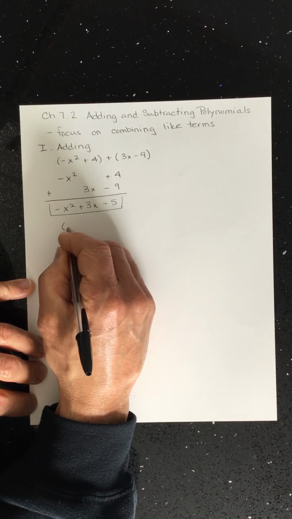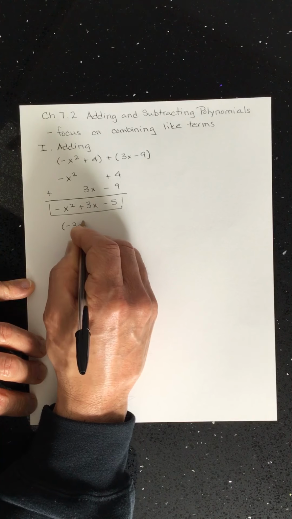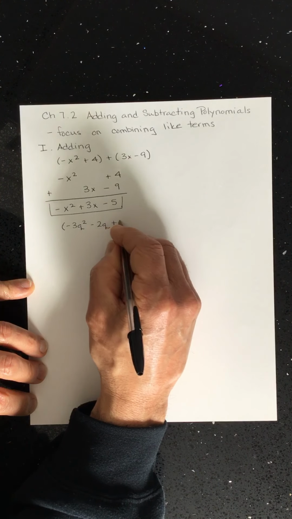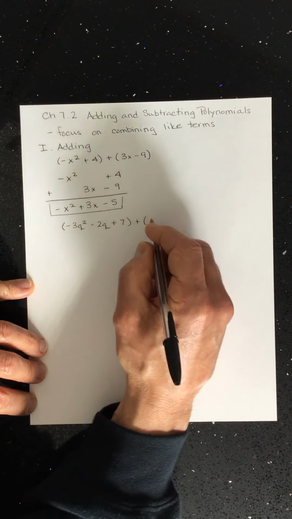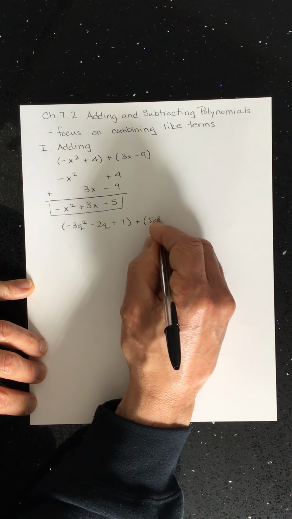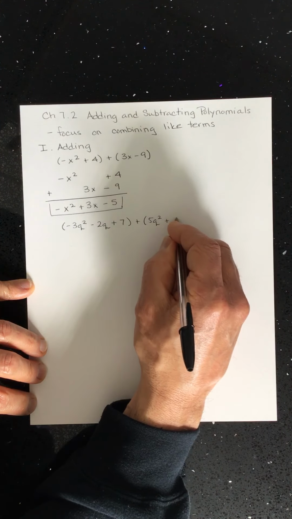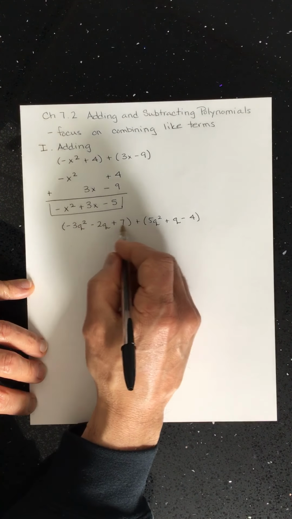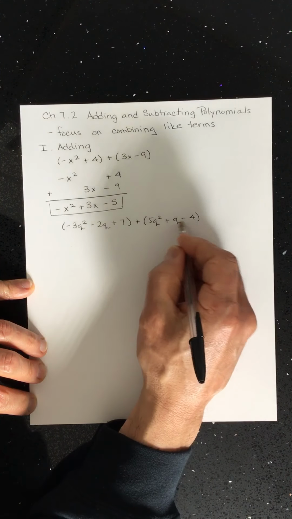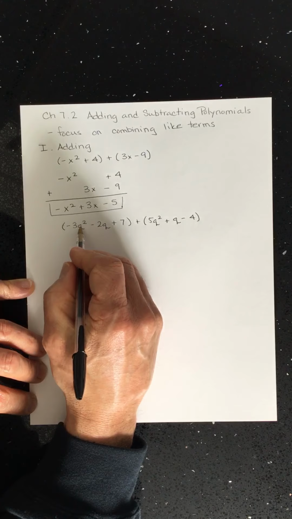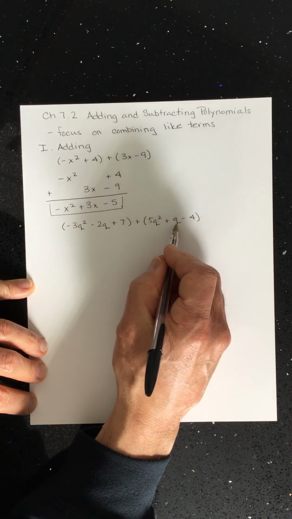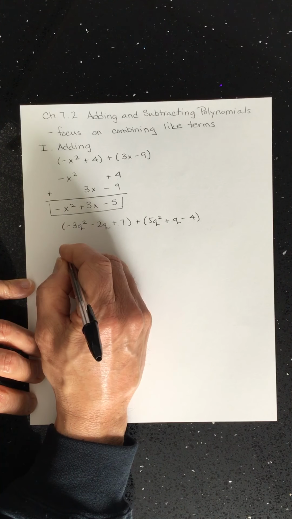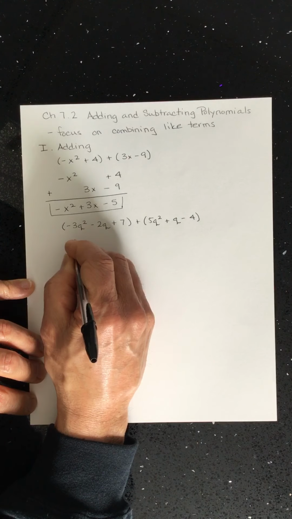The quantity of negative 3q squared minus 2q plus 7 plus the quantity of 5q squared plus q minus 4. Okay, again, trinomial, 1, 2, 3 terms. Trinomial, 1, 2, 3 terms. q squared, q, q, and constant, constant. So not only are they trinomials, but they have all like terms. So let's write this vertically.